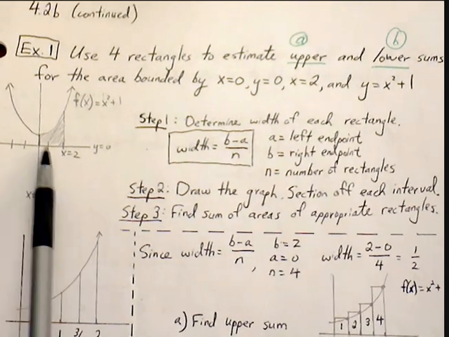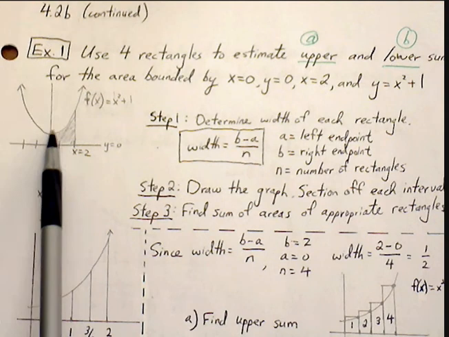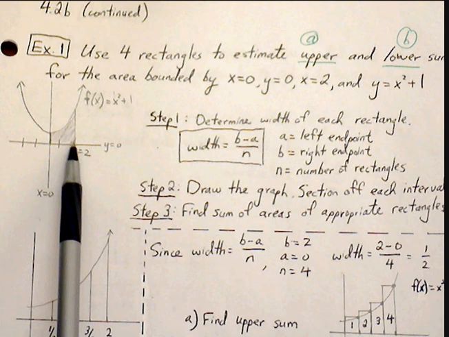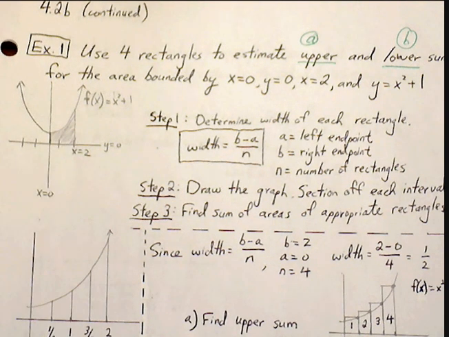Okay. So here we have y equals x squared plus 1. We have x equals 0. We have y equals 0, that's the x-axis. And we have x equals 2. So we have this enclosed region.